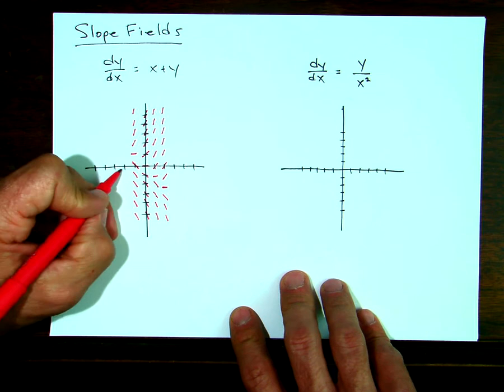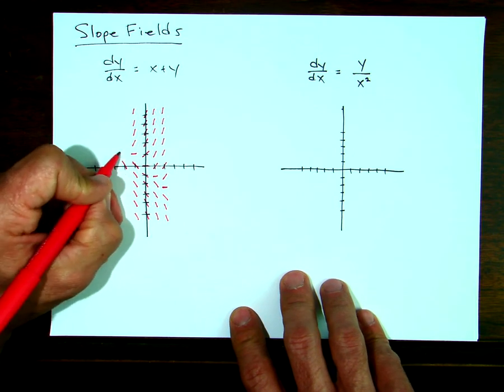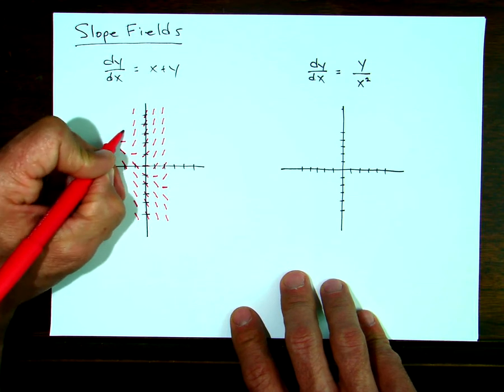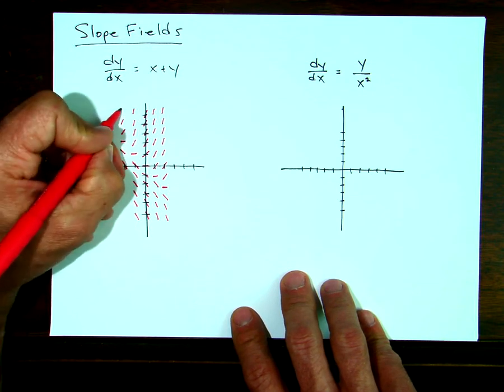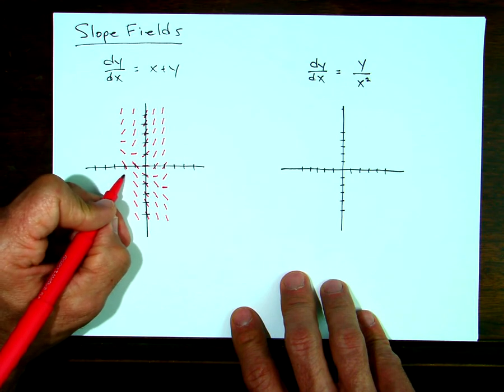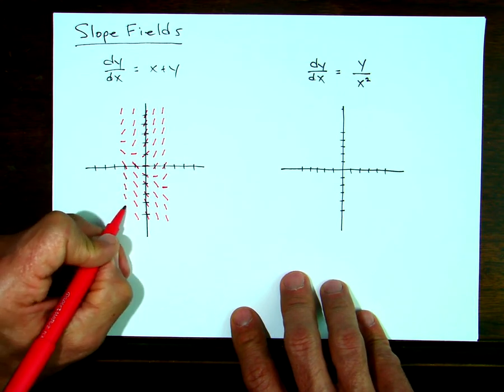All right, so negative 2, 0. So I'm going to have a slope of negative 2, then a slope of negative 1, then a slope of 0, then positive 1, positive 2, positive 3. Likewise down here, this will be negative 3, negative 4, negative 5, negative 6, and so on.